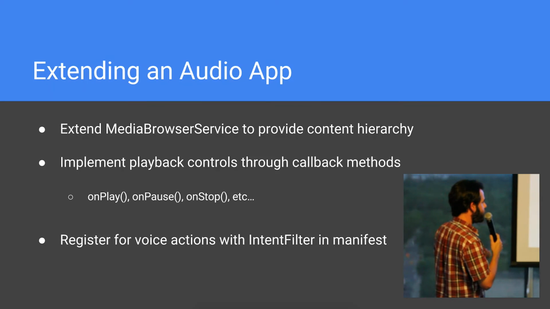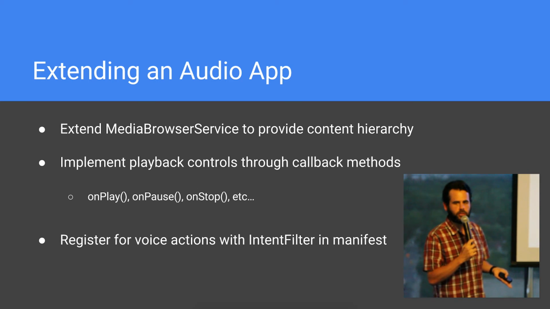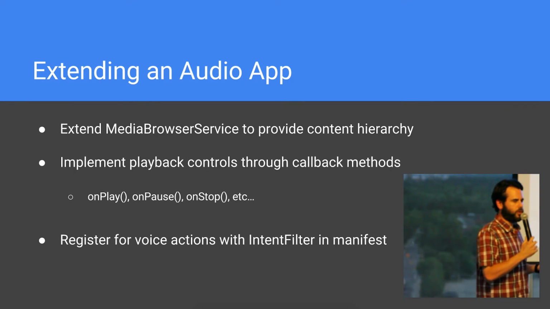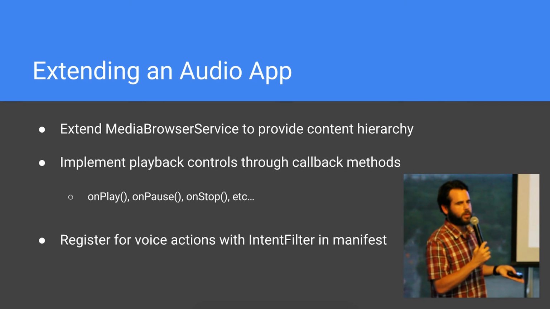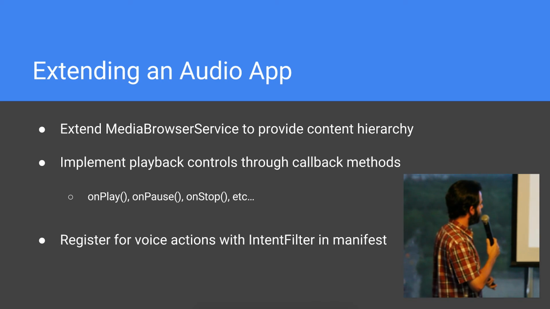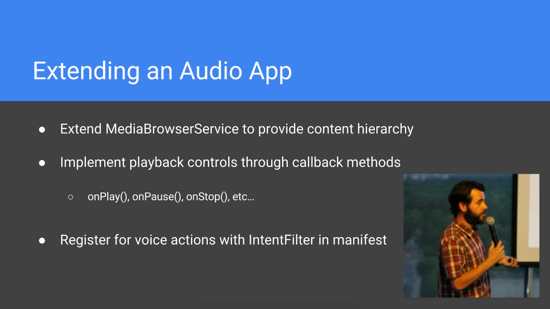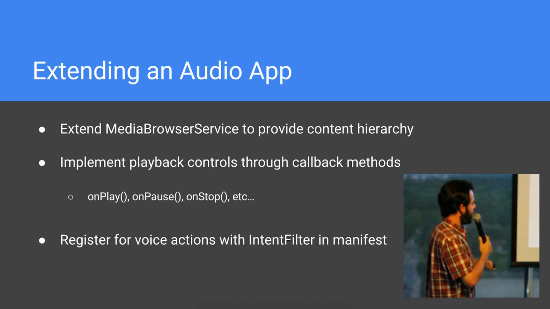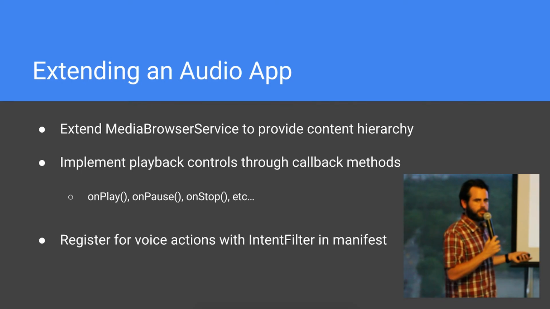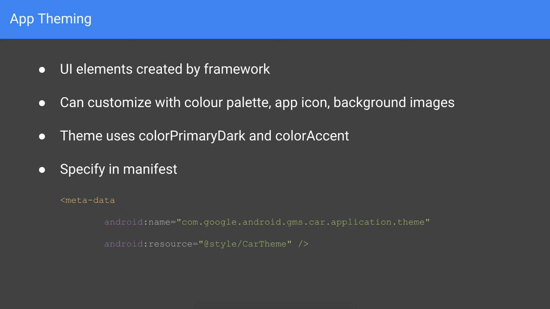And implementing the playback's also really easy. The system gives you callbacks, things like onPlay, onPause, onStop, etc. And when those come in, then it's up to you to control your audio app to say, okay, when the user presses play, I'm going to start playing. Same with onPause and onStop. And you also have to register for voice actions, for example, to start playing music, that sort of thing. And that is just done by registering an intent filter in your Android manifest file.